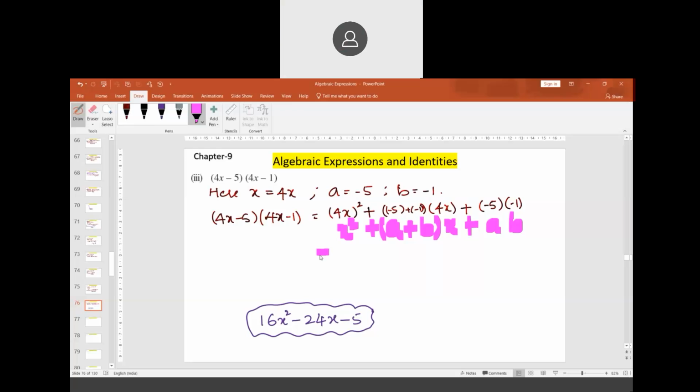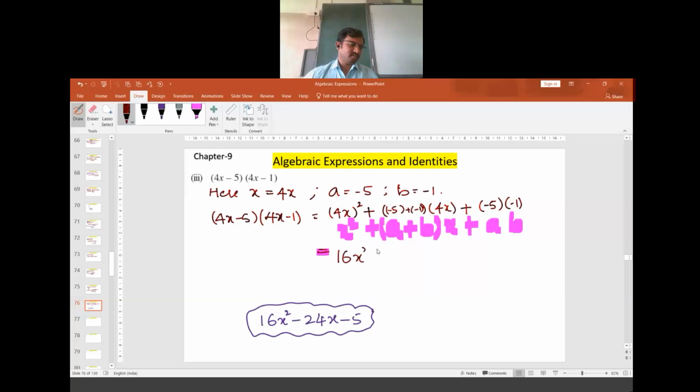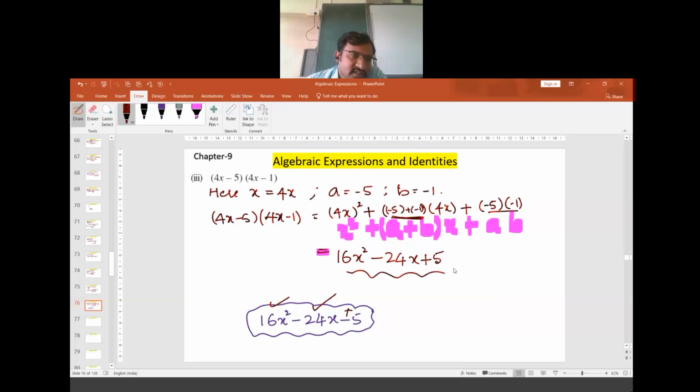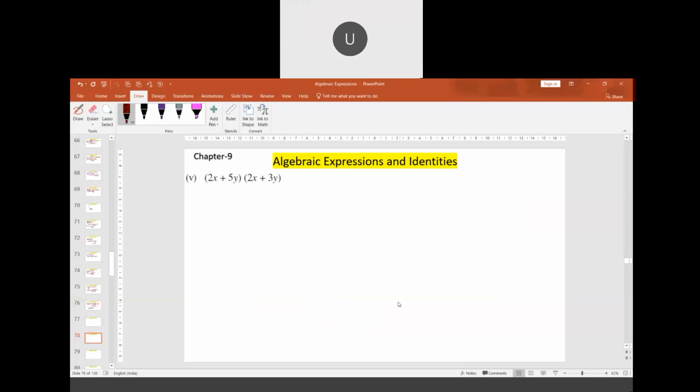Now this becomes 16x square. So the first term is correct. This becomes minus 6 multiplied by 4, so minus 24x. This is also correct. Minus 5 into minus 1 has to be plus 5. Minus was the mistake committed. The confusion was there because you told the answer directly. If you tell the answer directly, you will slightly get confused. So better solve and then tell the answer.